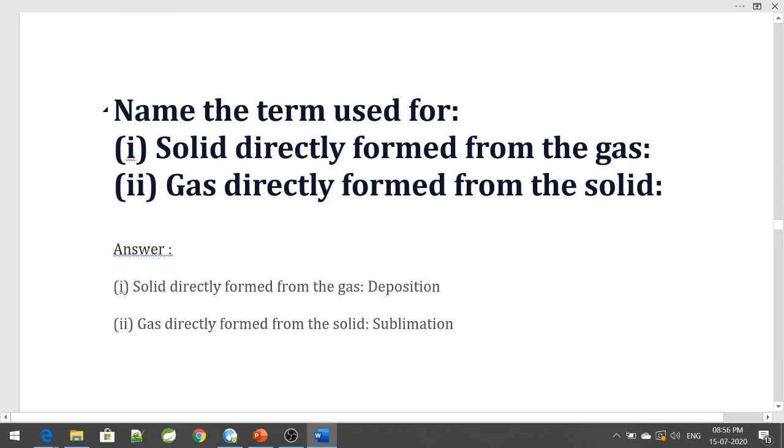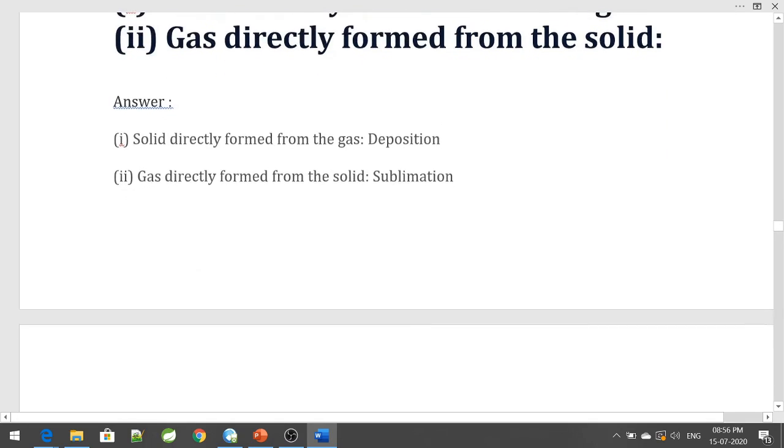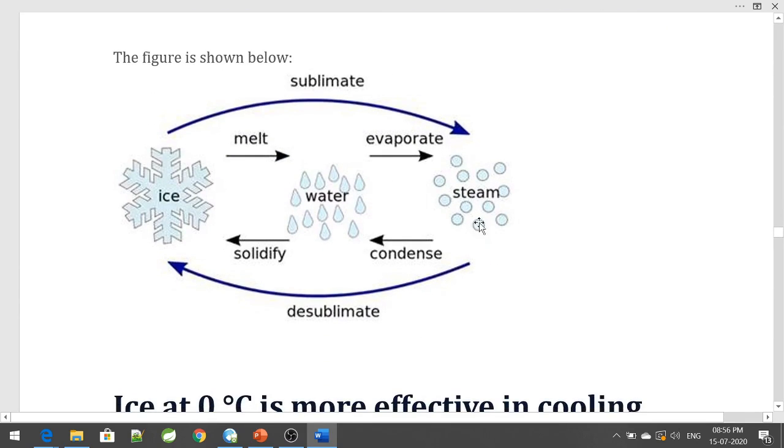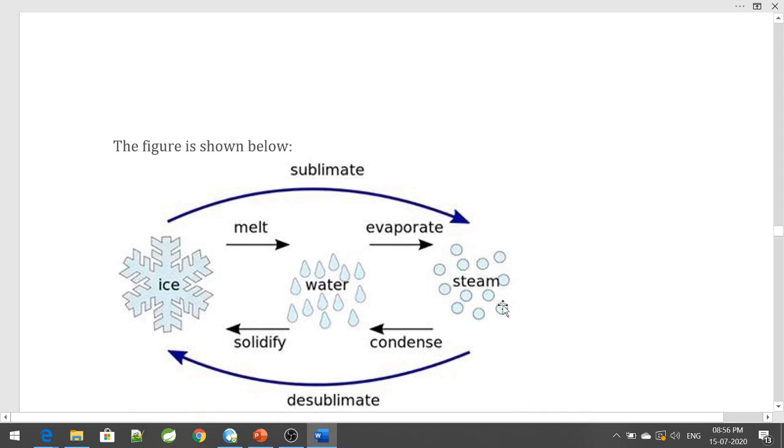What are the names for solid directly to gas and gas directly to solid? Solid directly formed from the gas, that is deposition. Gas directly formed from solid, like naphthalene balls going from solid directly to gas, that is sublimation. And gas to solid is deposition. These are the names used for this purpose. See here, gas to ice is deposition, and ice directly to steam is sublimation.